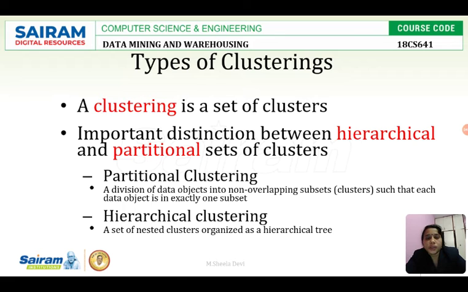Types of clustering. Clustering is a set of clusters. So clustering is nothing but a group of clusters. An important distinction is between hierarchical and partitional sets. There are 2 types of clustering we have. One is partitional and the other one is hierarchical. Partitional clustering is nothing but a division of data objects into non-overlapping subsets, such that each data object is in exactly one subset. It will be in only one cluster.